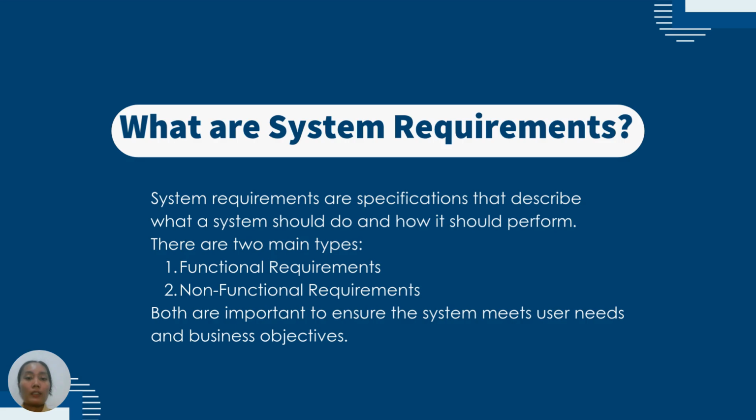Before developing a system, we need to identify its requirements. System requirements are specifications that describe the expected functionals and performance of a system. Generally, requirements are divided into two categories: functional requirements and non-functional requirements. Both are essential because they ensure the system meets user needs and business objectives or organizational goals.